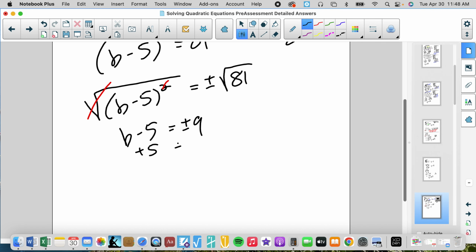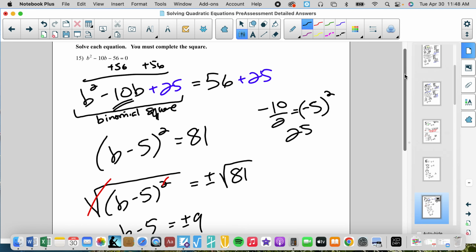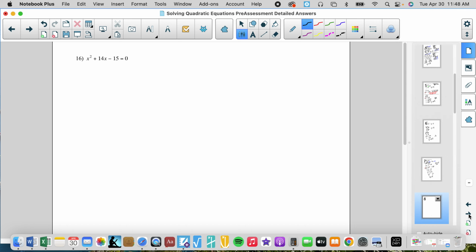We're going to isolate b, and we write b equals 5 plus or minus 9. I always like to write it that way. I think that it's easier to get your answer. So that's 5 plus 9 and 5 minus 9. That gives you 14. This gives you 4. So my solution is 4 and 14. Those are the two numbers that, when plugged in, are your solutions. Same thing.